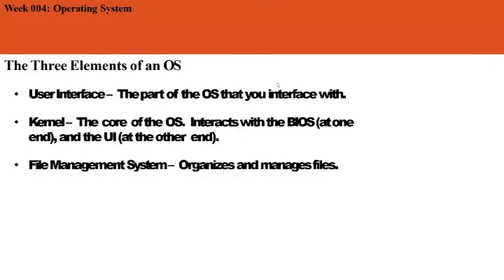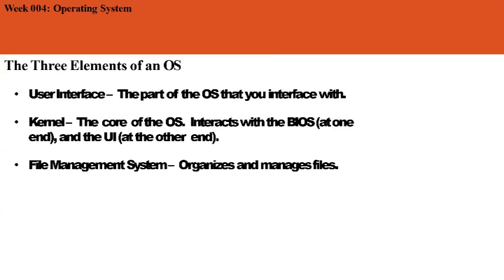So there are three elements of an operating system. The first one is the user interface. So ito yung nakikita natin, dito tayo nakakapag-install ng files, nakakapag-work, nakakapag-run ng movies. So that is the user interface. That is the part of the OS that you interface with.